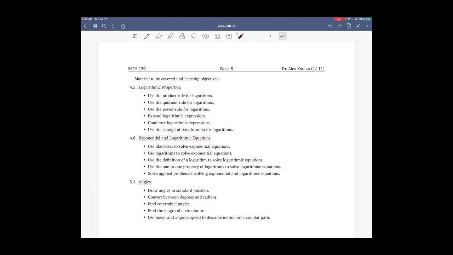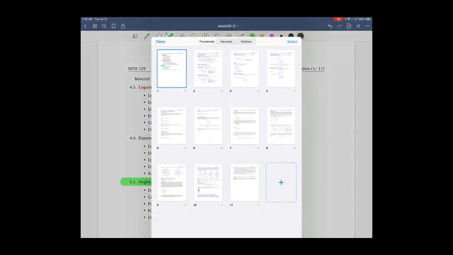Welcome back to week 8 of pre-calculus. Our last topic this week is angles. This begins our journey into trigonometry.